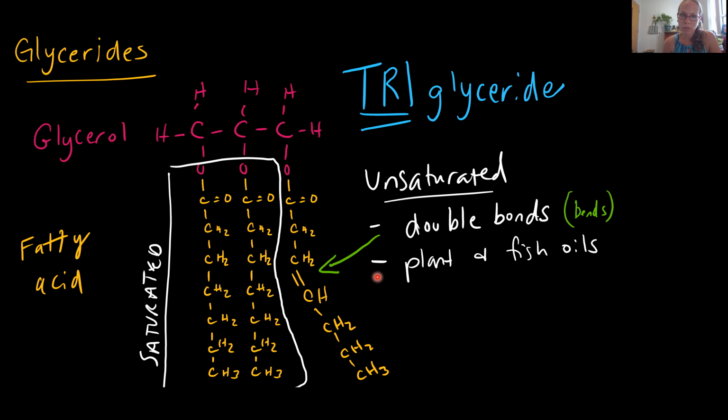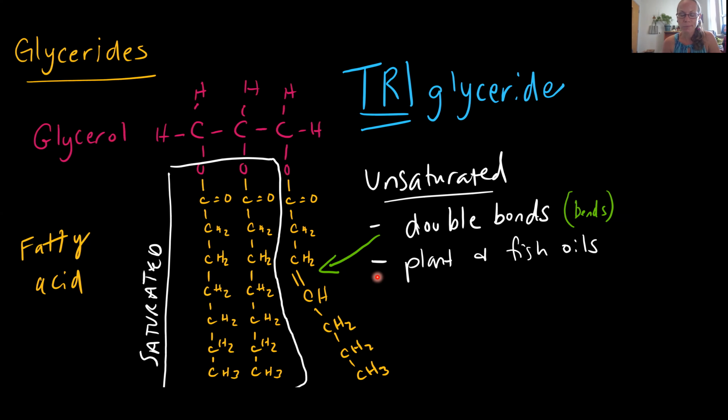The significance of those double bonds is it makes a little kink or bend in the molecule, and this actually changes the property of the lipid. So instead of it being semi-solid, it's now going to be an oil. So we see plants and fish store their fat in the form of oils, and so they're unsaturated fatty acids.